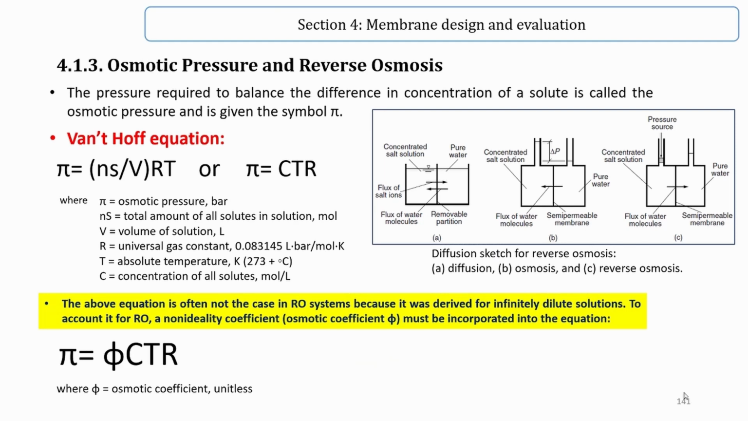Osmotic pressure and reverse osmosis. The pressure required to balance the difference in concentration of a solute is called the osmotic pressure. An understanding of osmosis pressure is essential to an understanding of reverse osmosis. Osmosis is the flow of solvent through a semi-permeable membrane from a dilute solution into a concentrated one. Osmosis reduces the flux through a reverse osmosis membrane by inducing a driving force for flow in the opposite direction.